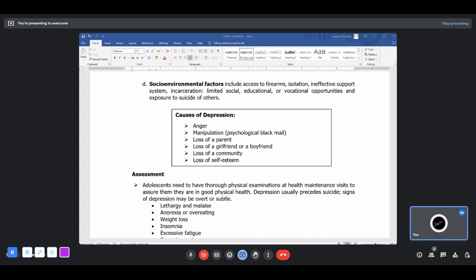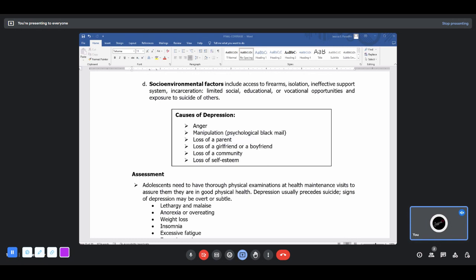Nagsabay, mga ganyan. It can cause a depression. Ano pa? Loss of a girlfriend or a boyfriend, lalo pag mahal na mahal mo, iniwan ka. Siya na ang buhay ko kasi, gano'n, no, 'di ba? Naging cause na ng depression. Ano pa? Loss of a community. Okay? What else? Loss of self-esteem. Okay? Tiwala mo sa sarili mo.